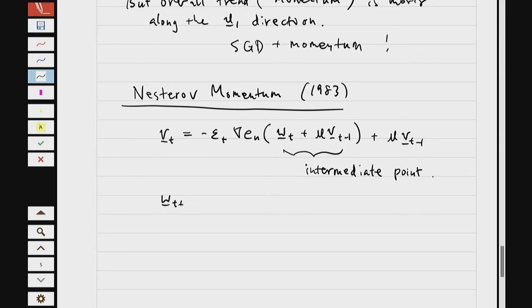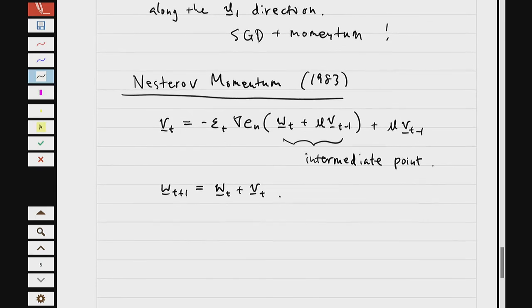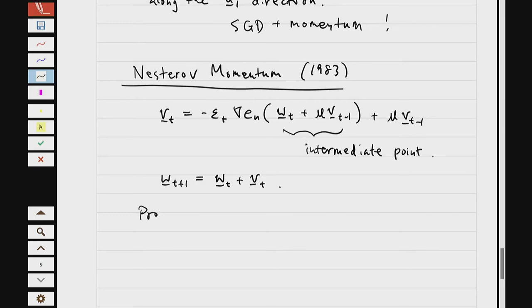Wt is simply Wt plus Vt. Just like that. And the benefit of this one is that it's provable that it improves performance. But even though for the heavy ball one there's no proof, numerically we still observe that it improves things a lot. But this one is provable. Convergence, even for convex functions.